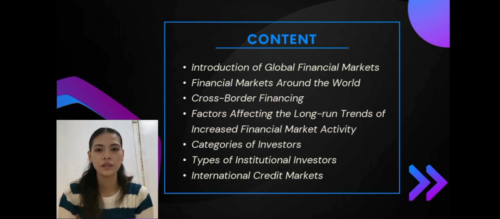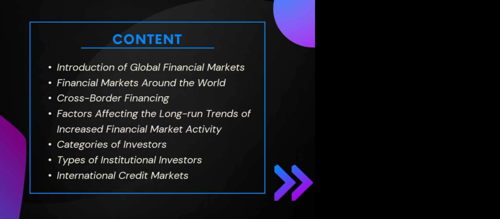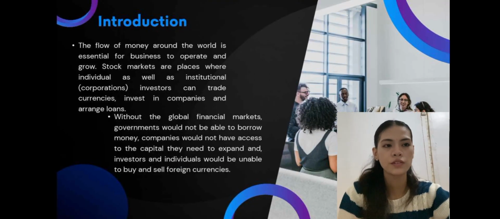The flow of money around the world is essential for business to operate and grow. Stock markets are places where individual as well as institutional investors can trade currencies, invest in companies, and arrange loans. Without the global financial markets, governments would not be able to borrow money, companies would not have access to the capital they need to expand, and investors and individuals would be unable to buy and sell foreign currencies. The growing internationalization of financial markets has been the result of both large increases in pool of savings in foreign countries such as Japan and the deregulation of financial markets, which has enabled them to expand their activities.